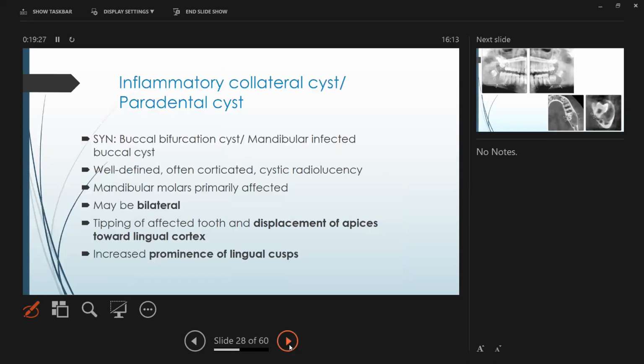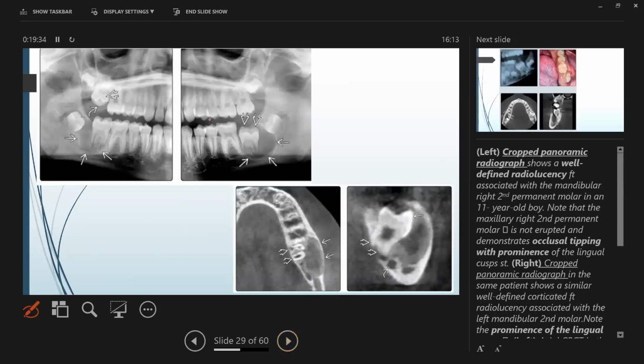Now coming to the inflammatory collateral cysts, these cysts are more common in the first decade of life. Okay, so this is how they behave. They are more commonly centered around the erupting molars, mostly the third, second, and the first molar. This is a cropped panoramic, which shows the cyst. So always think about the first decade of life and the erupting molars.